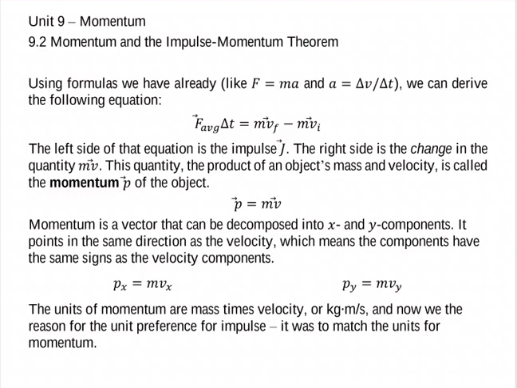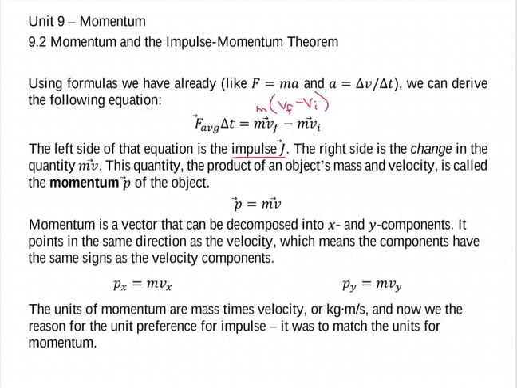The average force times delta time equals mass times final velocity minus mass times initial velocity. So the left side of the equation is impulse, right? We saw this yesterday, so we'll use the letter J for that. And it is a vector, remember, the direction matters. The right side is the change in the quantity mass times velocity. If I factored out mass, we'd have V final minus V initial. That's just delta V, okay?